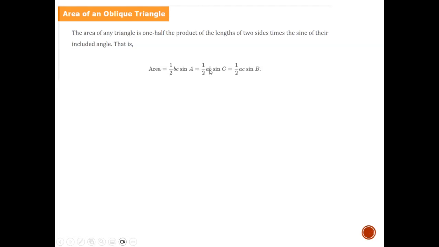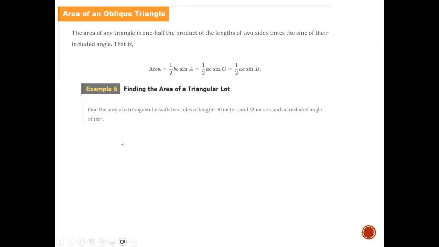If you have A and B, then you would also need angle C, and you can plug that in. If you have A and C, the side lengths, you would also need angle B to plug that in. So just based on what you're given, this formula is, again, to plug in two side lengths and the angle in between them, and that's how we can find the area, okay?